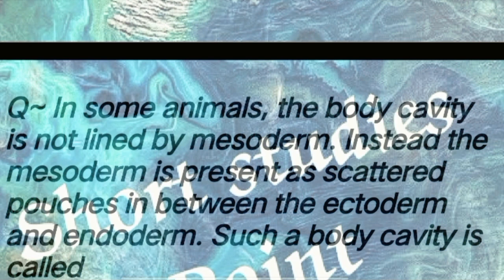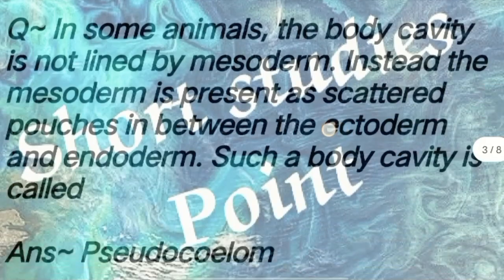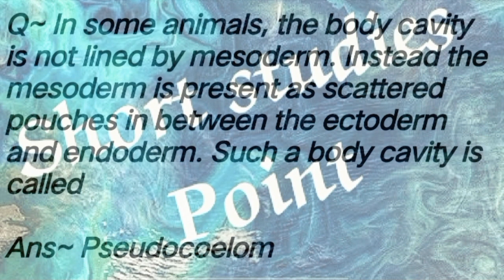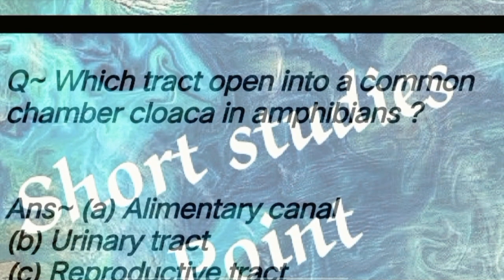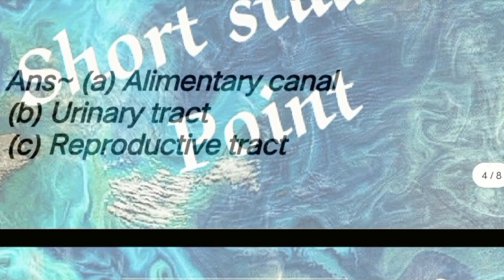Instead, the mesoderm is present as scattered pouches in between the ectoderm and endoderm. Such a body cavity is called. Answer: pseudocoelom. Next question: which tracts open into a common chamber, cloaca, in amphibians? Answer: alimentary canal, urinary tract, reproductive tract.